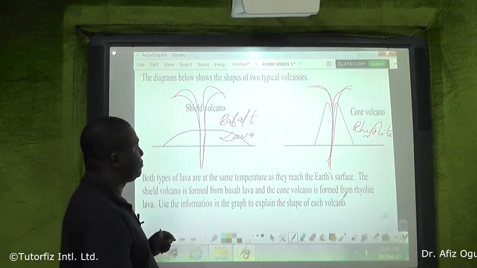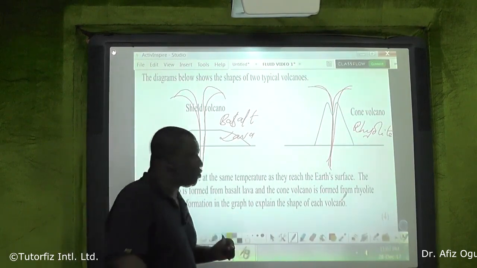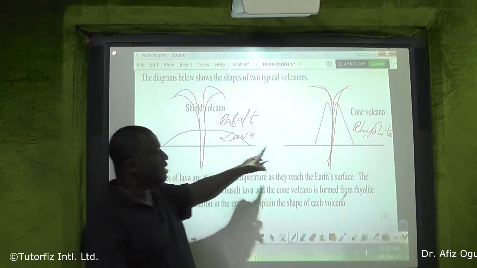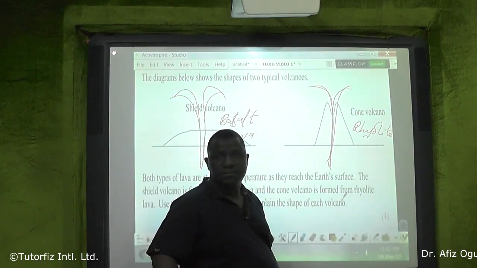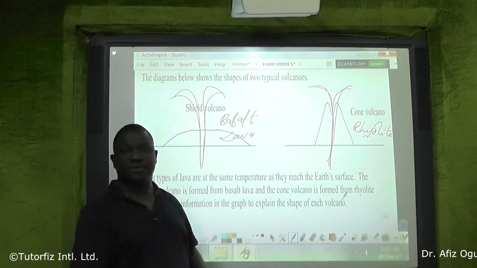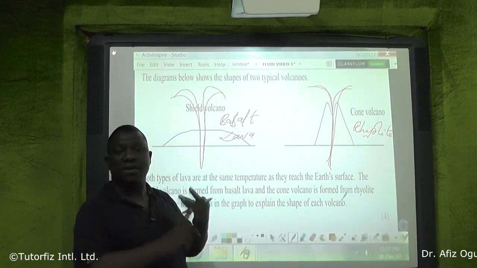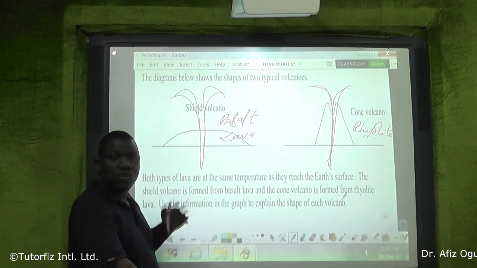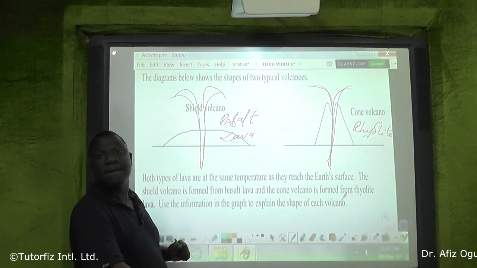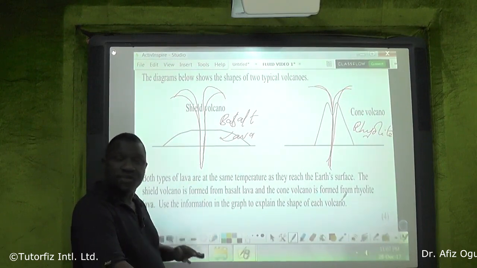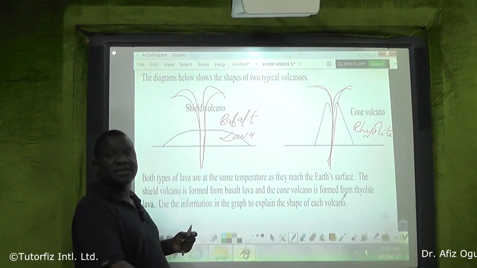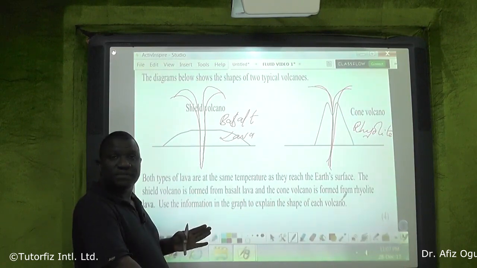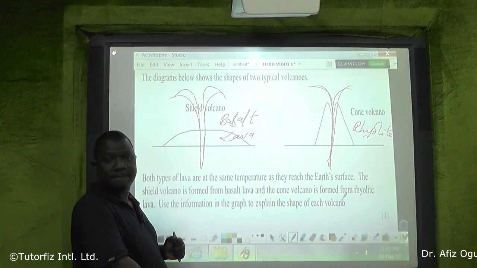You know that at all temperatures, basalt lava is less viscous than rhyolite lava. And when they came out, both of them have the same temperature outside. You see, as they come out, they have the same temperature. You have seen that they cool down. When they cool down, they become more viscous and they solidify, because it is at a lower temperature. As they are ejected, they attain a constant lower temperature, which causes them to become more viscous and solidify.